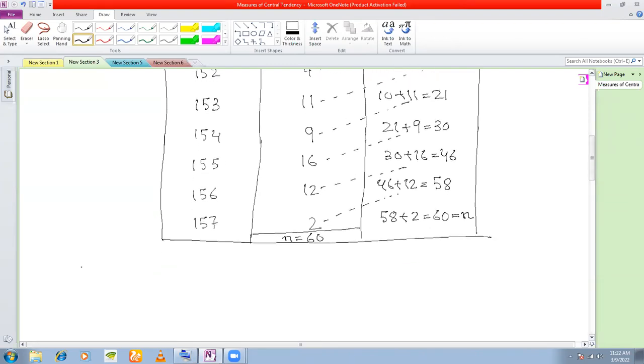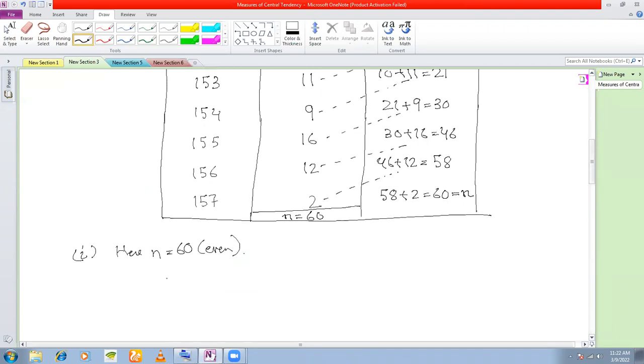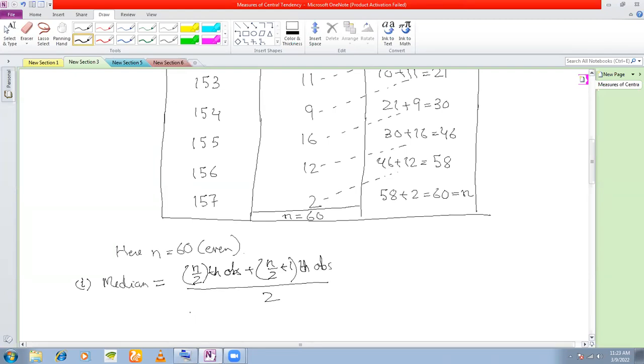Once you have made this table, the formula for median remains the same. So here n is how much? 60, which is even, right? So now median, so let me write 1 here. Median for an even number of observations is n by 2th observation plus n by 2 plus 1th observation, the whole divided by 2. This was the formula that you had done in your class 9.